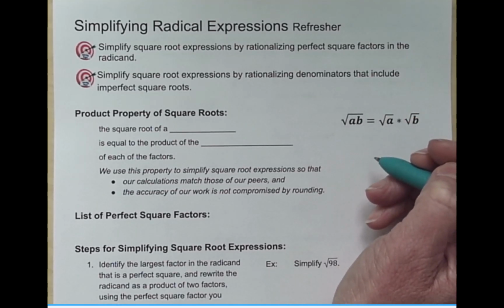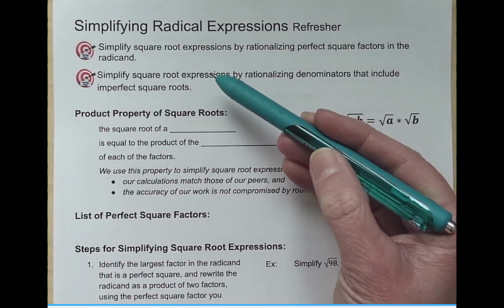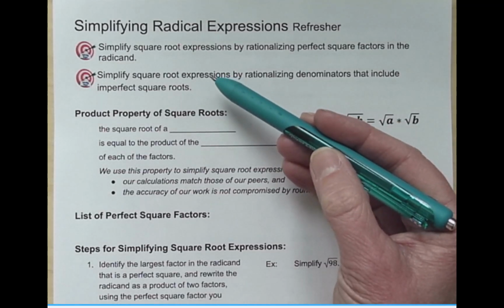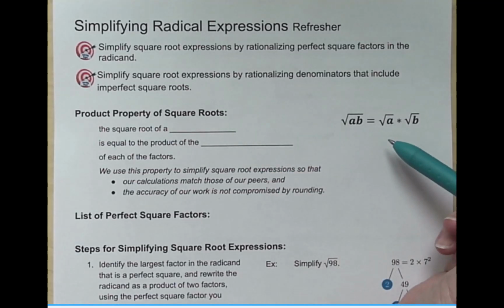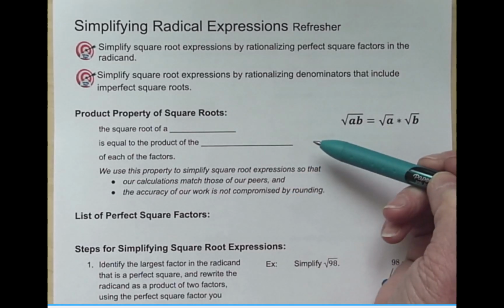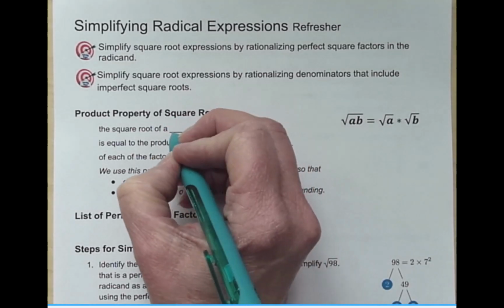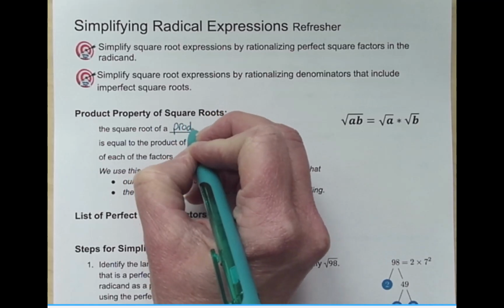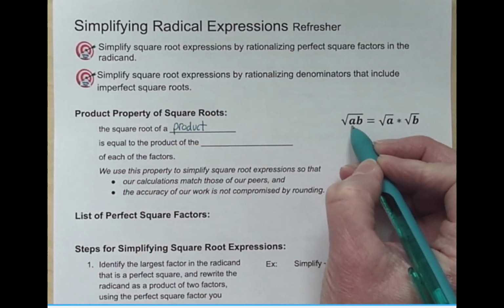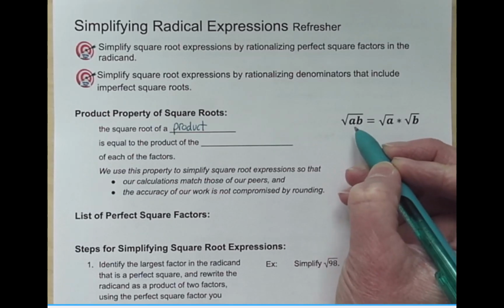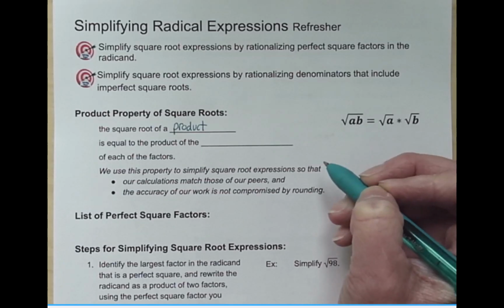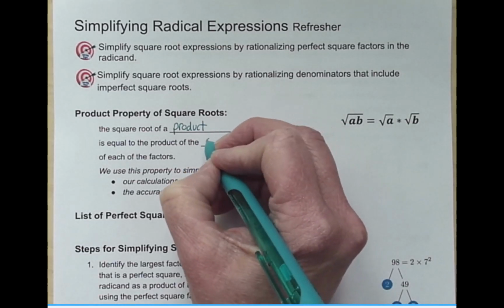And before we start talking about simplifying radical expressions, I need to introduce you or reintroduce you to the product property of square roots. What the product property of square roots says is that the square root of a product, two things multiplied together, like the square root of A multiplied by B, is the same as the product of the square roots of each of the factors.